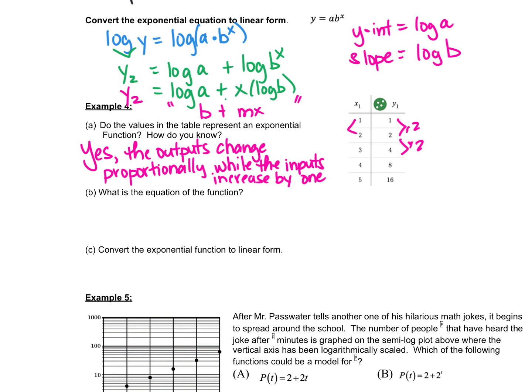Part B. Let's find the equation of this function. We know it's exponential. We know that its base is going to have to be what? 2. 2 to the x. But what do I need to go in the front? It's not 1. I need that 0 term. What's my intercept? Just like when we were doing geometric series, I've got to find the 0th term. If I multiply by 2 going forward, what am I going to do to go backwards? Divide by 2. And so what's my first term, or that 0 term, going to be? 0.5 or 1/2.